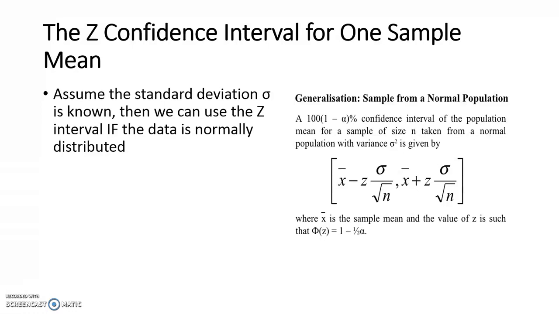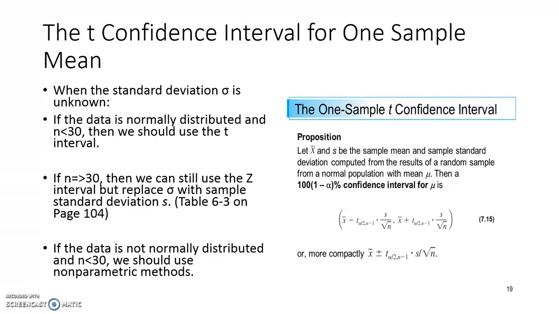But this is a very good textbook example because the assumption that the population standard deviation sigma is known is really not true in most real world applications. So we often have the situation when the standard deviation sigma is unknown, so we have to take into account how to estimate sigma as well. And then we have the one sample t confidence interval for the one sample mean.